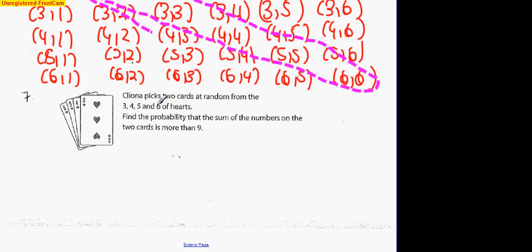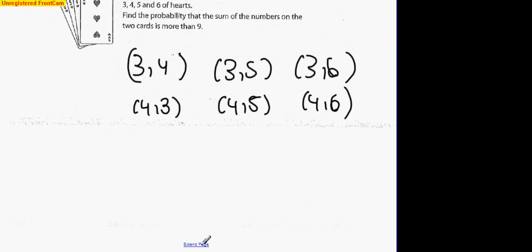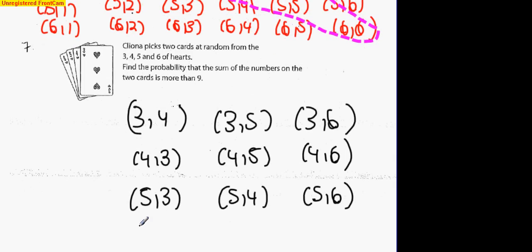Cleona picks 2 cards at random from the 3, 4, 5, and 6 of hearts as shown. Find the probability that the sum of the numbers on the cards is more than 9. So what we have to do here is a quick sample space: 3, 4, 3, 5, 3, 6. The next one is going to be 4, 3, 4, 5, 4, 6. The one after that is 5, 3, 5, 4, and 5, 6. And finally, the last one is 6 first, 6 followed by 3, 6 followed by 4, and 6 followed by 5.